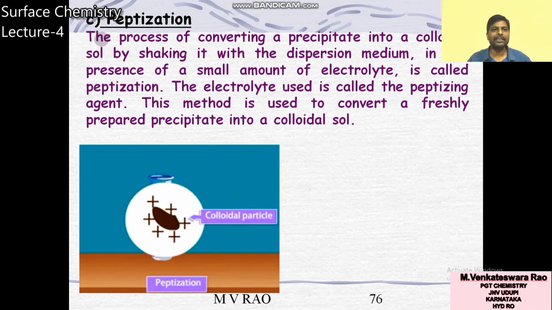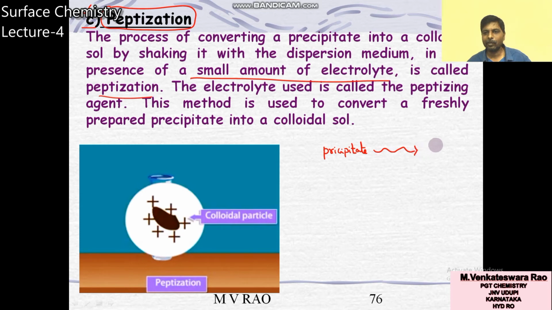Now the third method is peptization. This word is new for you. Peptization: the process of converting a precipitate into a colloidal sol by shaking it with the dispersion medium in the presence of a small amount of electrolyte is called peptization. Simply I will tell you, take one precipitate. This precipitate is converted into colloid. This process is called peptization.